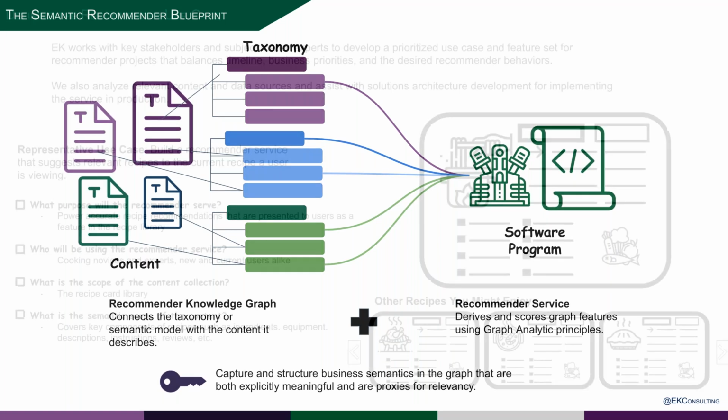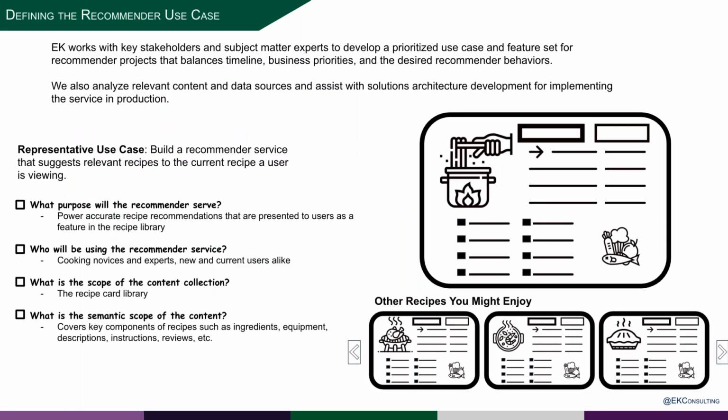So let's jump into defining our recommender use case. Thinking big picture of how EK typically engages with a client around a project for recommenders, we're working with key stakeholders and subject matter experts, and we always want to take some time to develop or prioritize use cases. Really define what we're trying to achieve with our recommender, what the timeline is, business priorities, etcetera, to make sure our project is going to be successful.